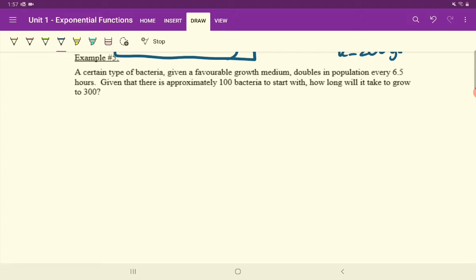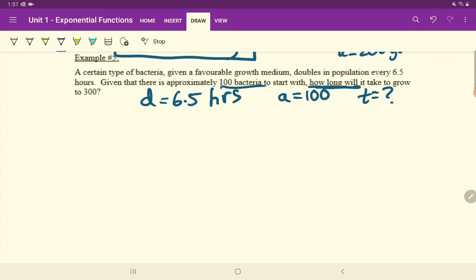Final example. A certain type of bacteria given a favorable growth medium doubles in population every 6.5 hours. Okay, so doubling time. So my D is equal to 6.5 hours. Given that there is approximately 100 bacteria to start with, so my A is 100, how long will it take to grow to 300? How long will it take? So we're solving for T.